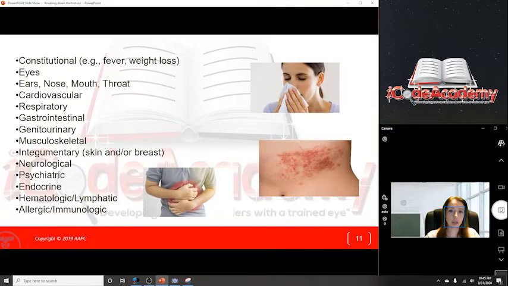Here we can see we have constitutional, eyes, ears, nose, mouth, and throat is going to be one system altogether. Cardiovascular and respiratory, GI or gastrointestinal, GU or genitourinary. We have musculoskeletal as well as the integumentary system, which is the skin and or our breasts. Neurological, psych, endo. We also have hemo and our lymphatic system. And last we have the allergies and our immune system.